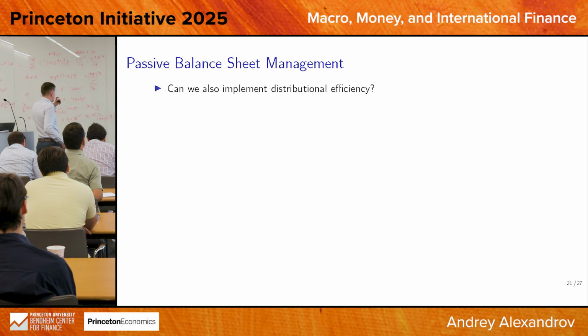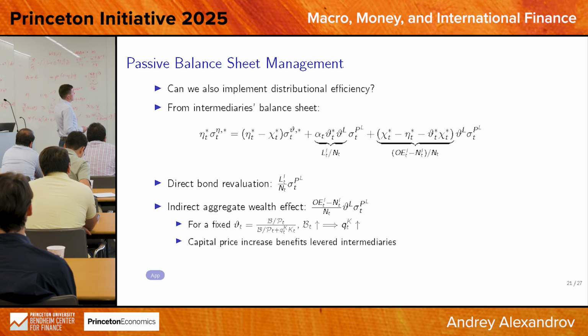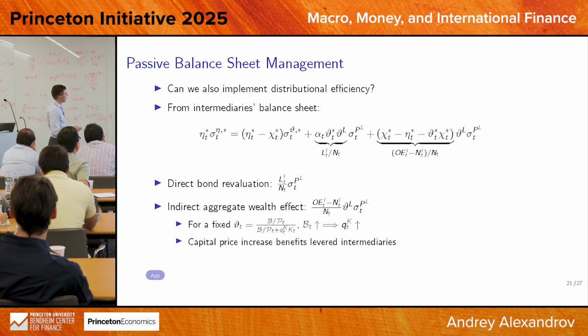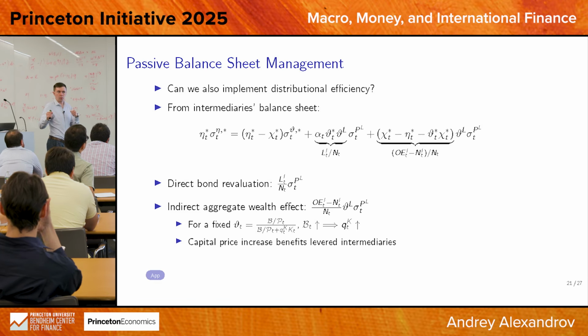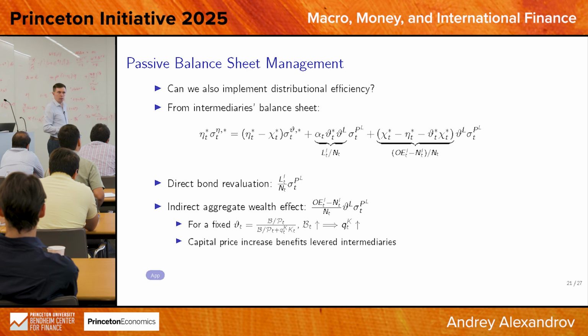So now let's see if passive balance sheet management can give us distributional efficiency. Again, the intermediary's balance sheet, now we have all the policy in there. The first two terms we have seen and discussed already. Now we have this long-term bond price changing, and we have the Varthita in there, and also alpha, the share of long-term bonds held by intermediaries. So if I cut my interest rate and my long-term bond price goes up, it's going to redistribute wealth away from intermediaries in two ways.